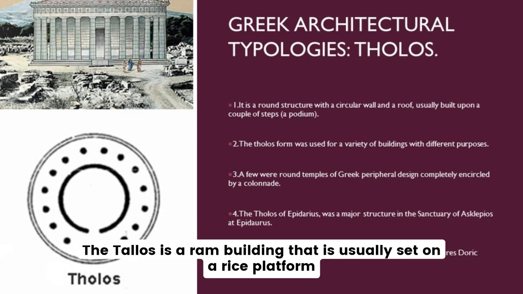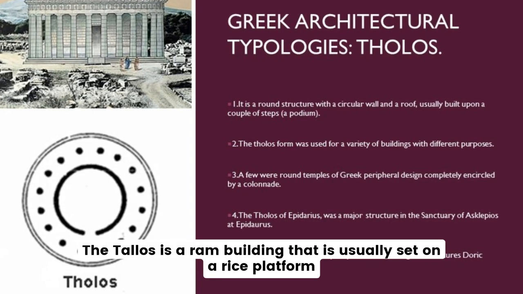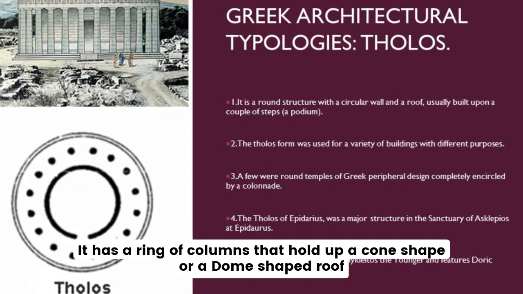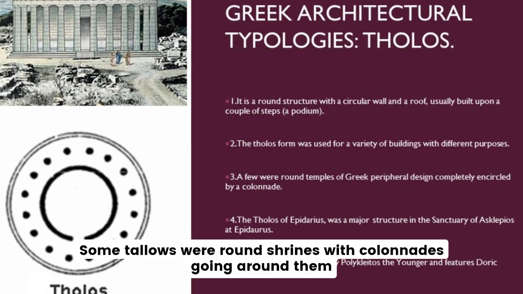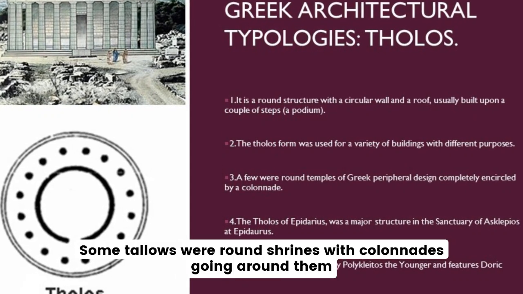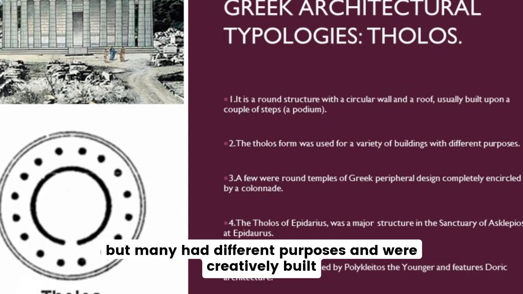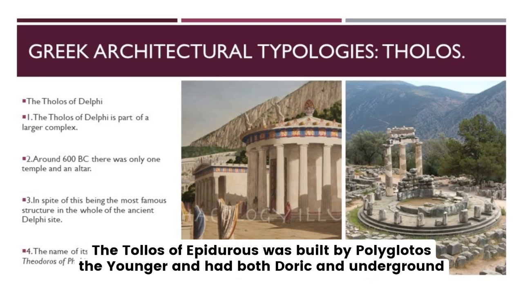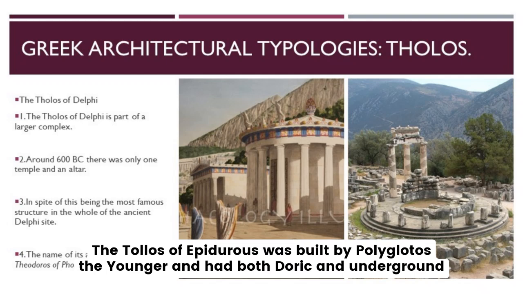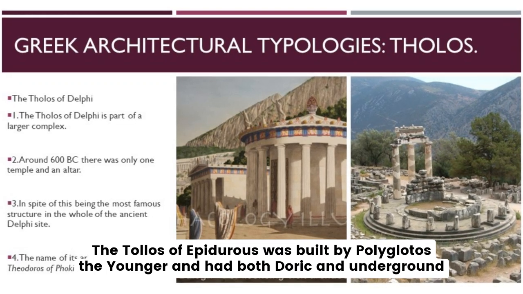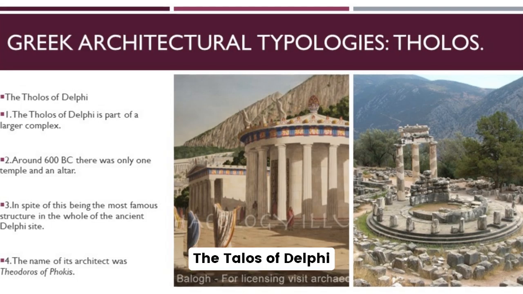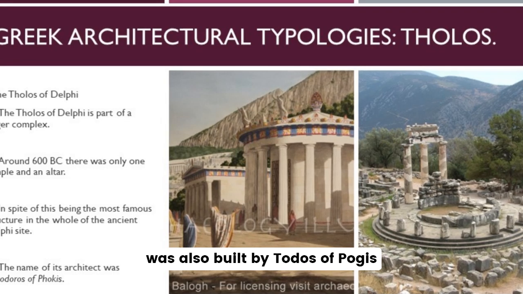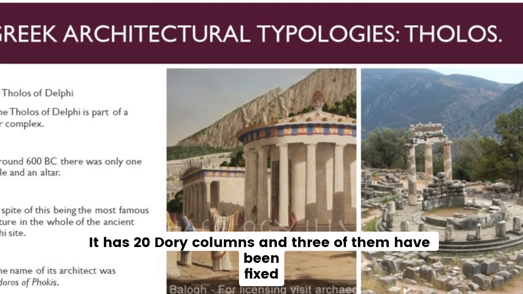The tholos is a round building that is usually set on a raised platform. It has a ring of columns that hold up a cone-shaped or dome-shaped roof. Some tholoi were round shrines with colonnades going around them, but many had different purposes and were creatively built. The Tholos of Epidaurus was built by Polykleitos the Younger and had both Doric columns and underground passages. The Tholos of Delphi, which is part of the sanctuary of Athena Pronaia, has 20 Doric columns and 3 of them have been restored.